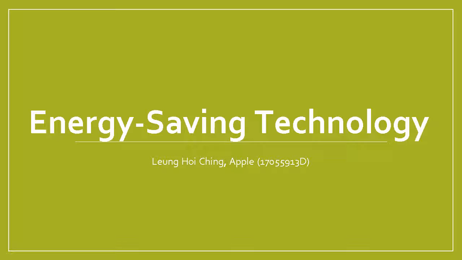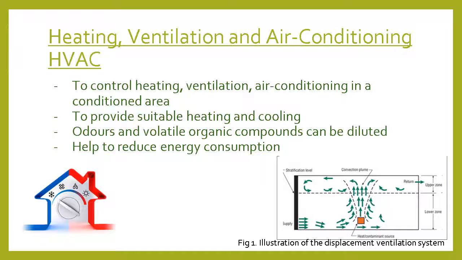I'm Lai Haosheng and I will talk about the energy saving technology. HVAC is a method used to control heating, ventilation, and air conditioning and provide a suitable temperature, letting fresh outdoor air get into the indoor environment so that contaminants can be diluted. The diagram below shows the cool air coming from the 4 levels that soon warms and rises and carries out the contaminants together.